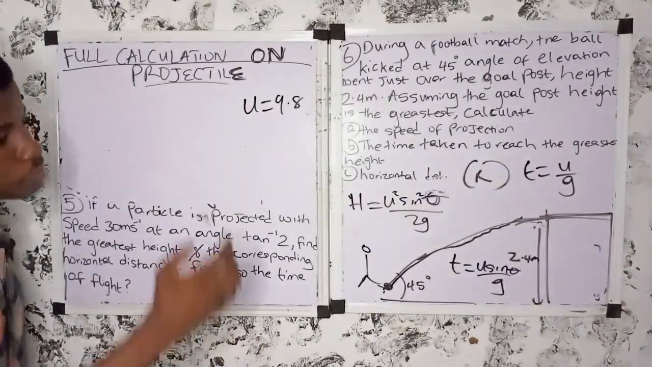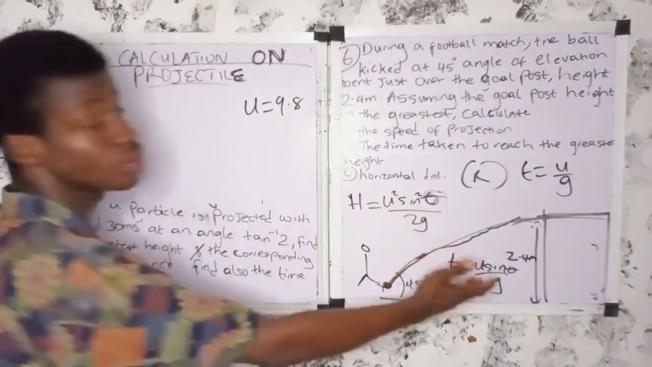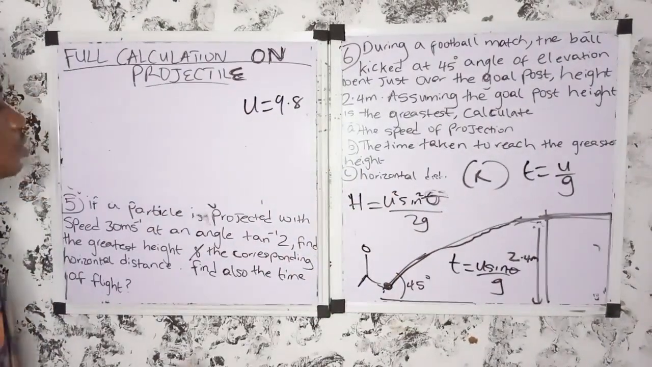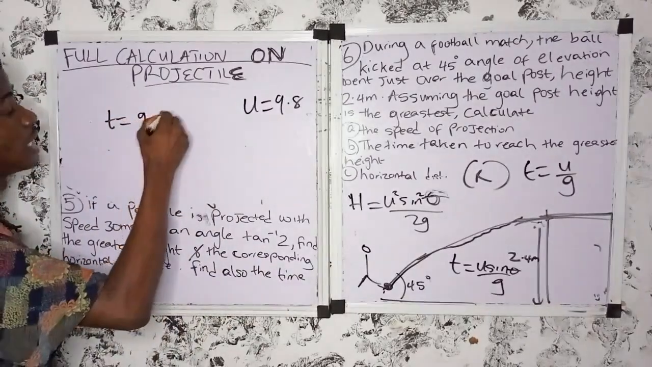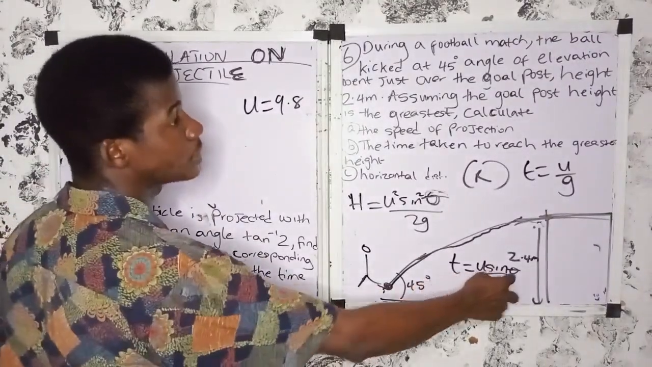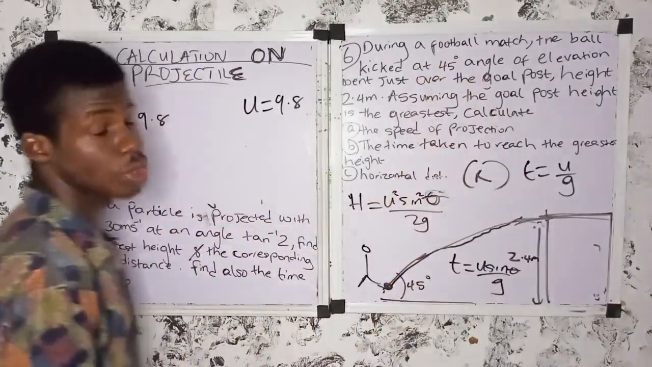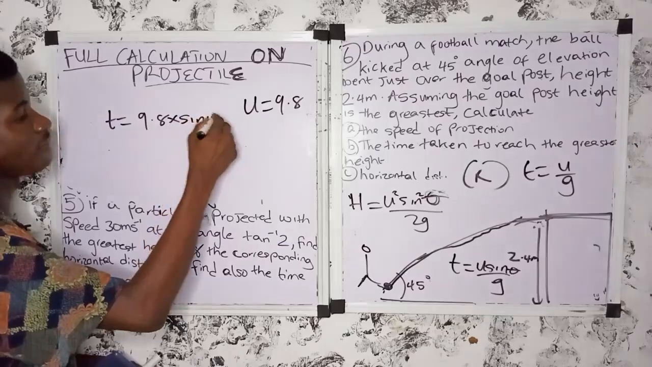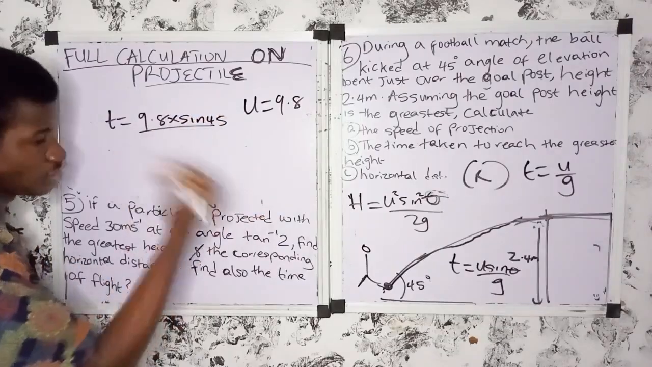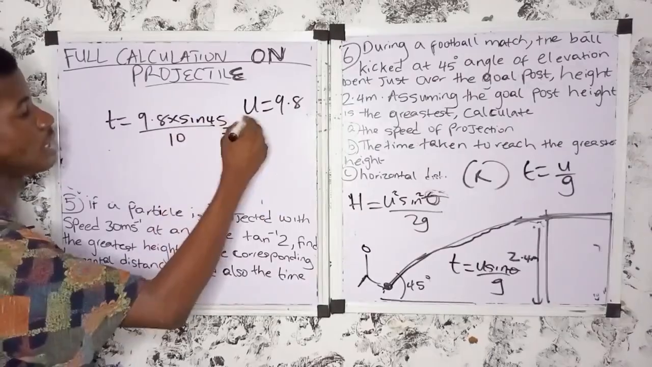So let's continue. t equals u sine theta over g. So now t is equal to our u, which is 9.8, times sine 45, then divided by g, which is 10, right?